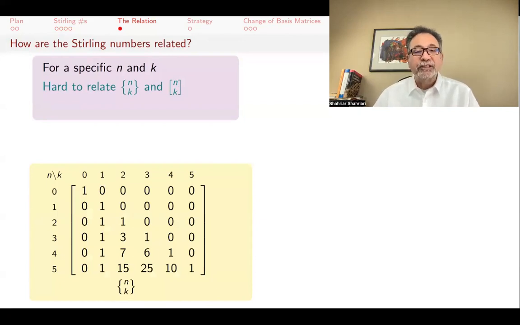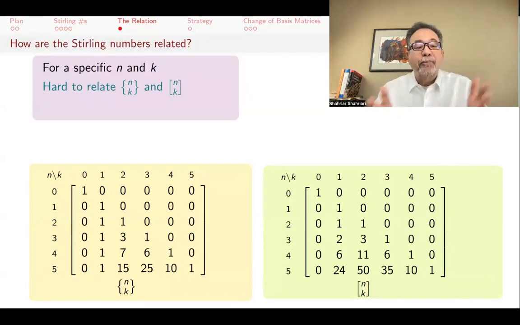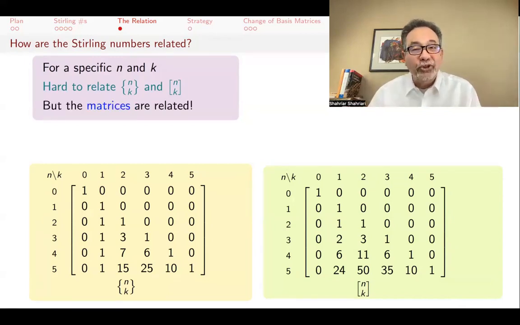So, for example, here's the table of Stirling numbers of the second kind. Here's the table, or matrix, of Stirling numbers of the first kind. And if you look at these numbers, there's some of them that are related to some of the other ones, but it's hard to come up with a relationship. However, the matrices are actually related. So each one of these is a 6x6 matrix that has all the Stirling numbers up to n equals 5 and k equals 5, and the matrices are related.